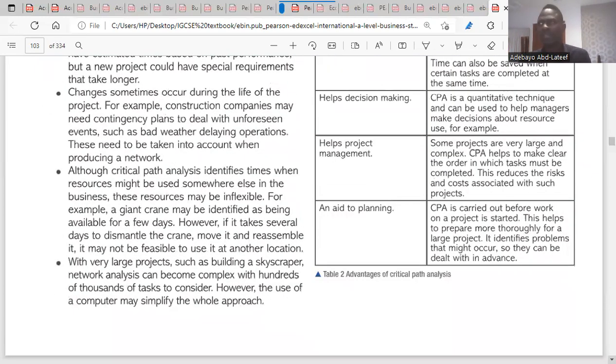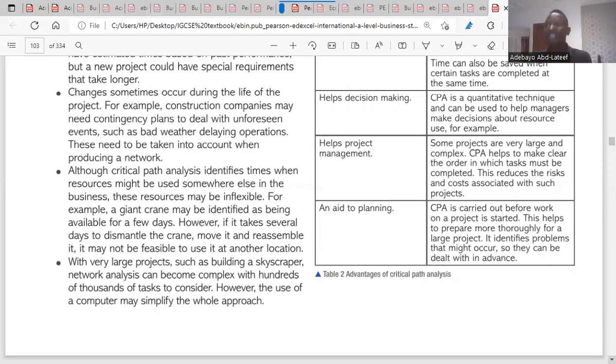The fourth one, network analysis may be difficult, especially for large projects. For projects like, let's say, building a skyscraper, you need hundreds of thousands of tasks. Yes or no? And you need all these tasks to be put together in a network. It becomes so complex, because it's a large project, not just a mini project. The only way out is maybe to use a computer to make the approach simpler. But putting a network together for a large project takes a whole lot of time. It might even become too complex for you to do.